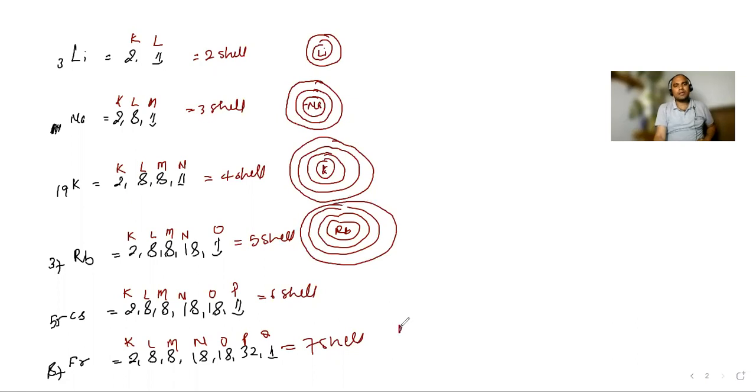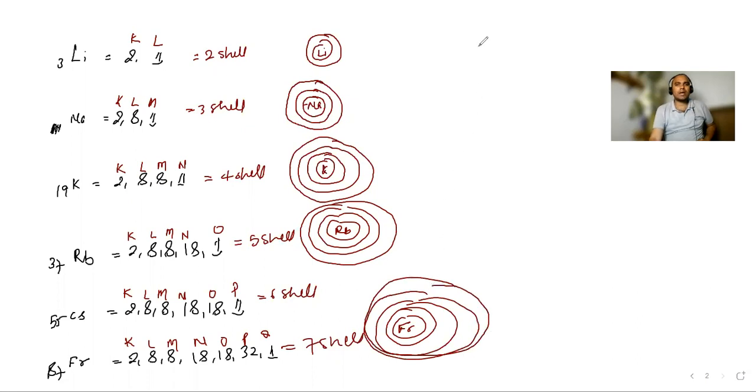If we are writing the number of shells going down the group, the number of shells is getting increased. Since the number of shells is getting increased, what is happening to the size? Size increases. Are you able to understand?